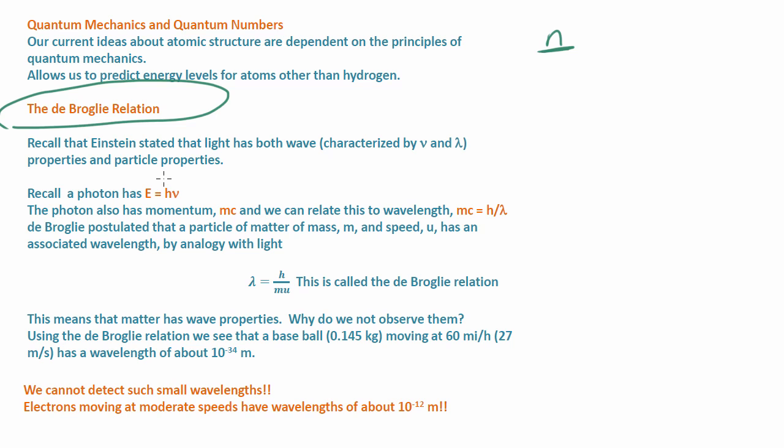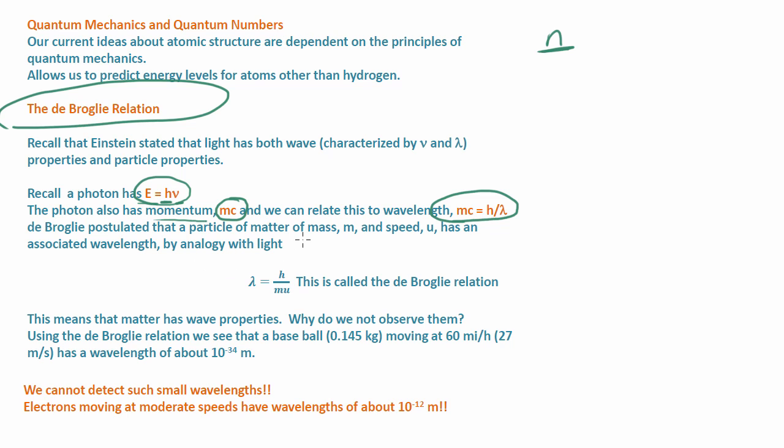Recall that Einstein stated that light has both wave properties and particle properties, and that we can characterize that light by its wavelength and its frequency. Remember, we know that a photon has energy equal to h times the frequency. But think about it. De Broglie also stated that the photon must have momentum, mc. And we can actually relate this to the wavelength like so.